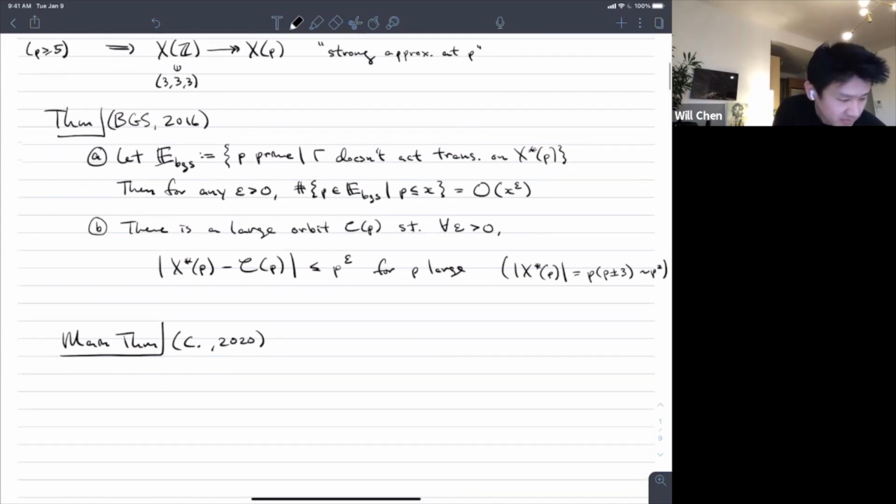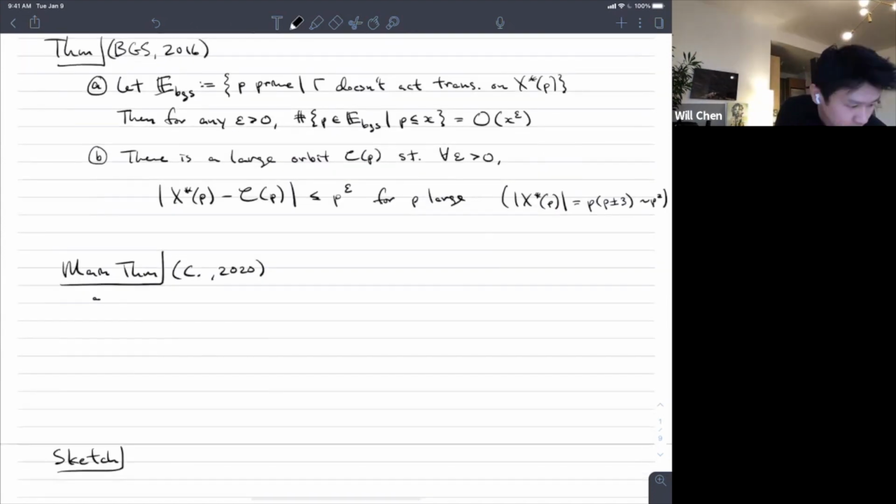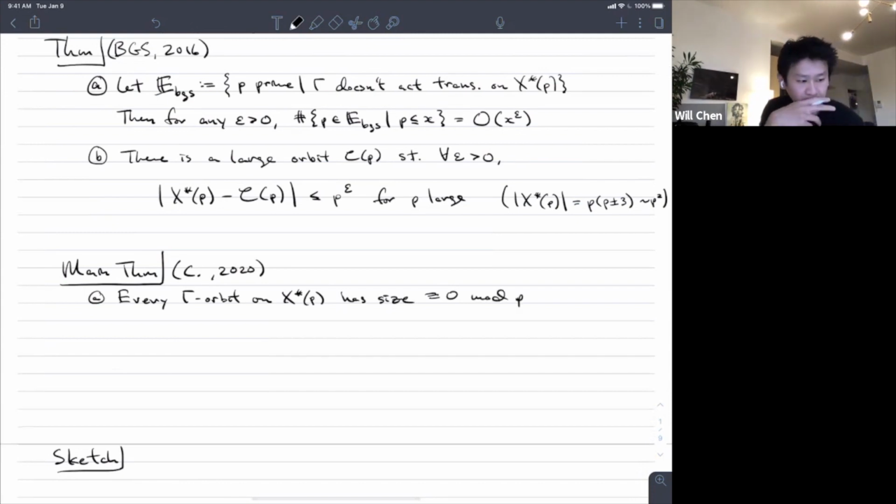So the main theorem that I would like to present today is, the first statement, that every gamma orbit on X star P has size congruent to 0 mod P. That's the statement. It's not conditional. It holds for every prime.